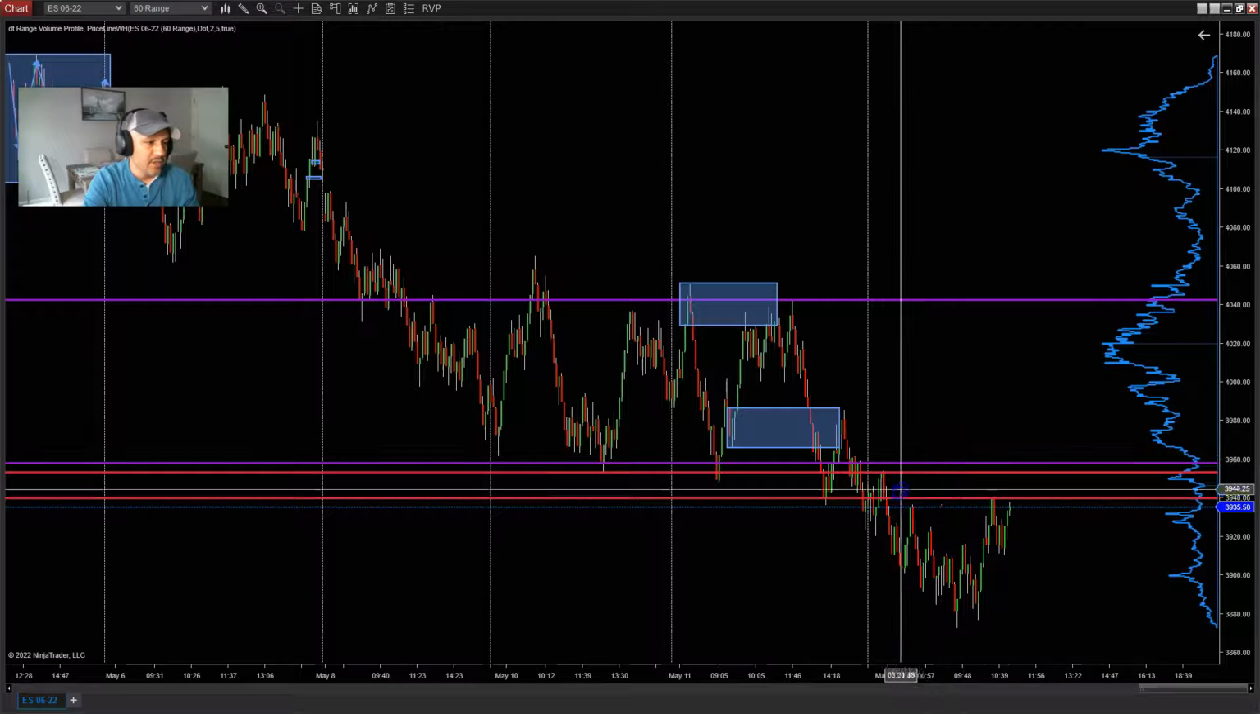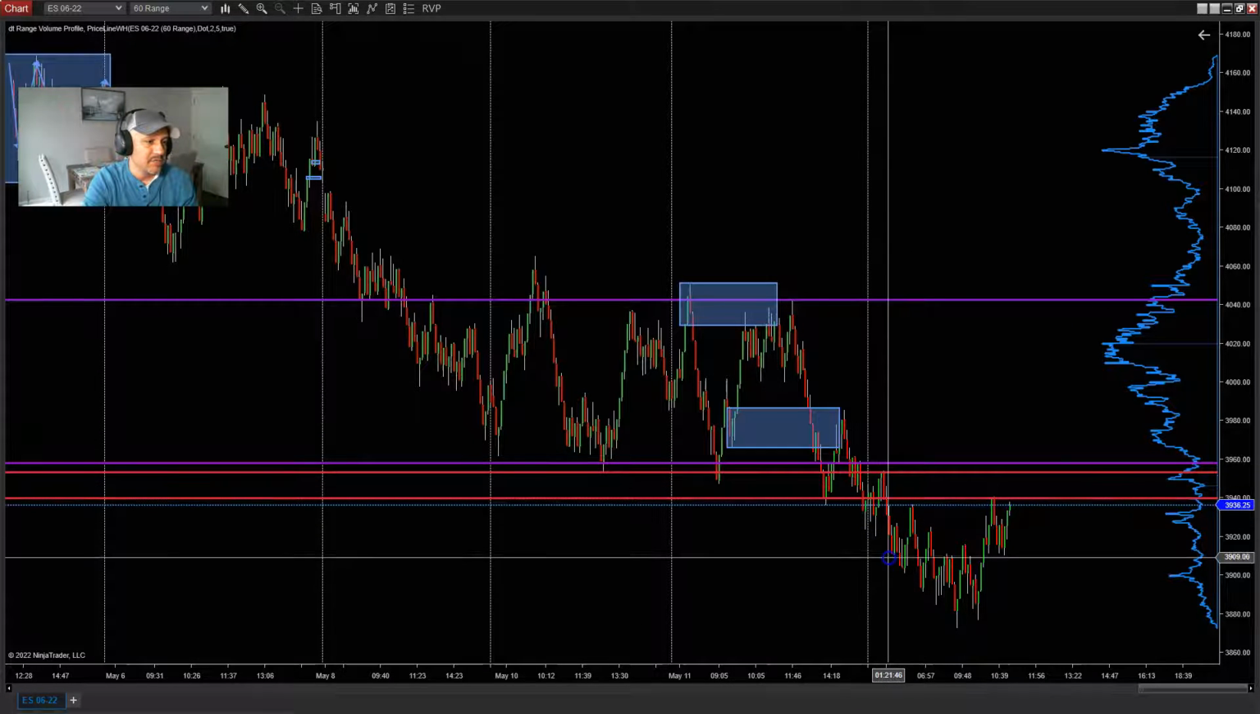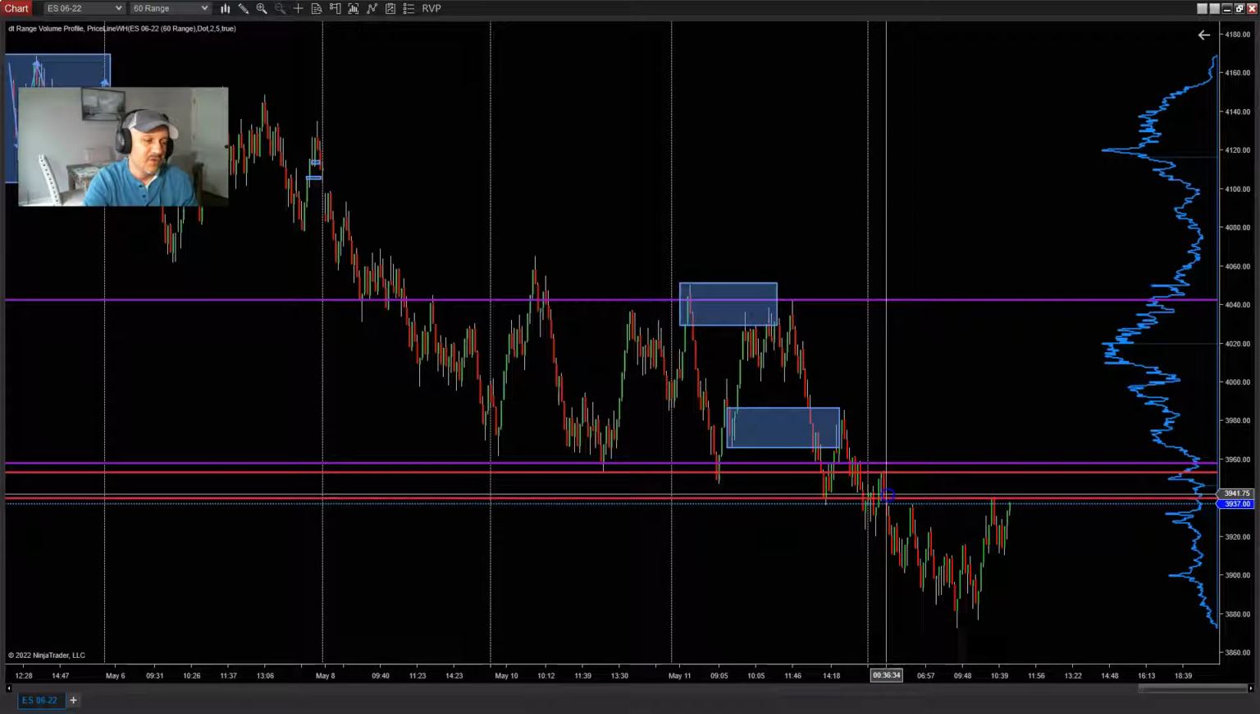So here, what do you see? Price pushed down, pulled back, lots of selling took place out of the swing, right? That's aggressive selling.